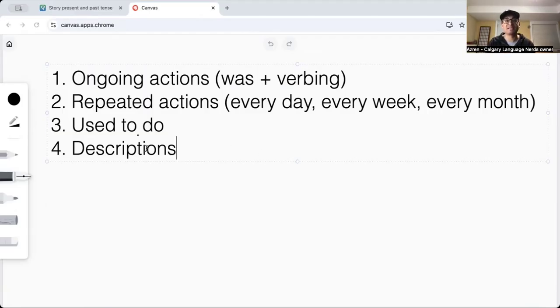This is the imperfect past tense. So, ongoing actions, repeated actions, something you used to do, or descriptions in the past. These are the four situations where we use the imperfect past tense.